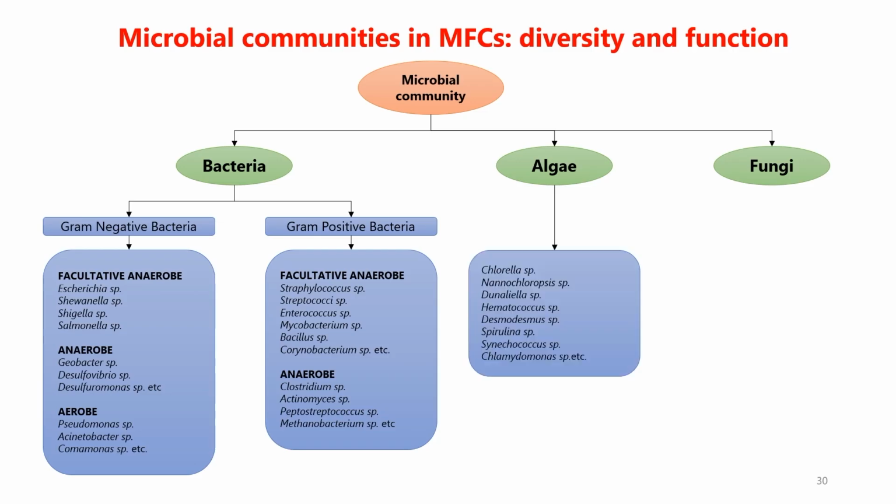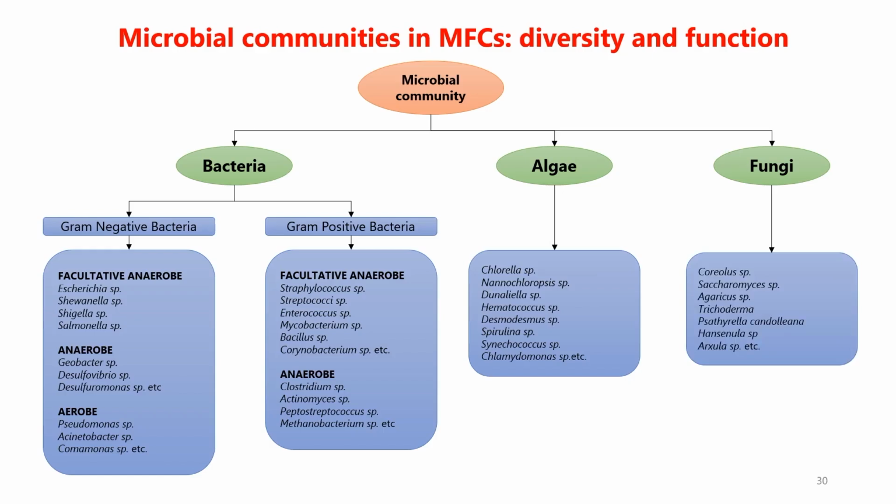In the case of algae, we have Chlorella, and then we have Nannochloropsis, then Dunaliella, and then Haematococcus, Desmodesmus, and Spirulina, and then we have Synechococcus and Chlamydomonas species, etc. Amongst fungi, we can have Coriolus, Saccharomyces, Agaricus, Trichoderma, and so on.